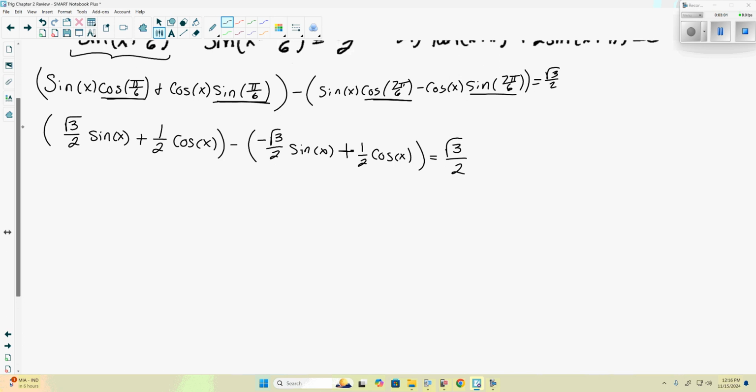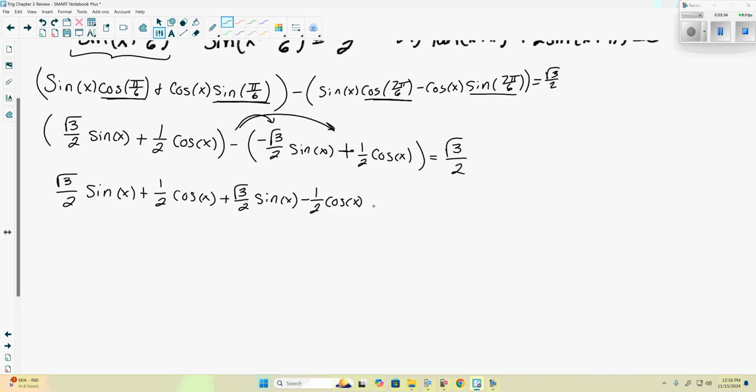Now at this point here, we can start simplifying these parentheses away. So the first two terms are just going to end up being the same. Since there is no sign in front of this first set of parentheses, we can just drop them there. Now the second set, we do have to distribute this negative through, which is going to turn our negative square root 3 over 2 sine of x to positive square root 3 over 2 sine of x. And our positive 1/2 cosine is now going to become negative 1/2 cosine of x is equal to square root 3 over 2.